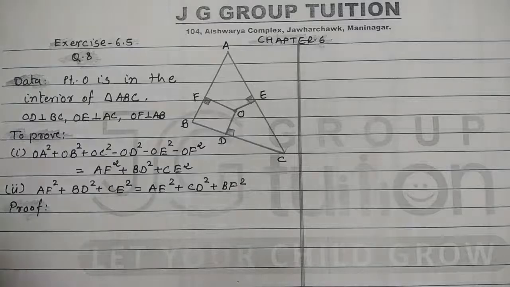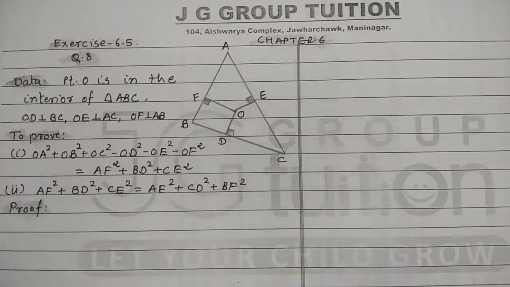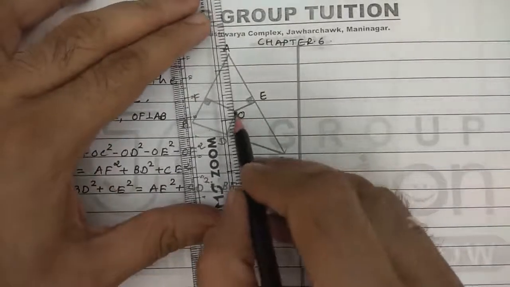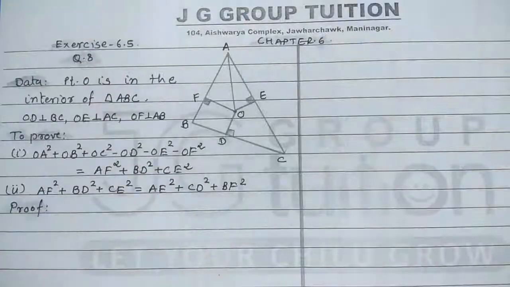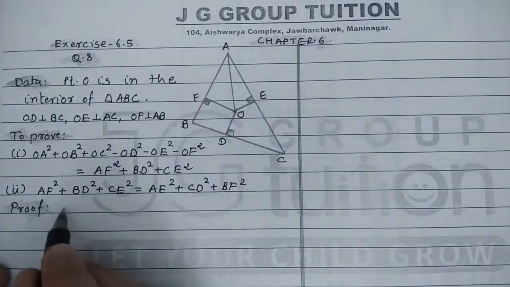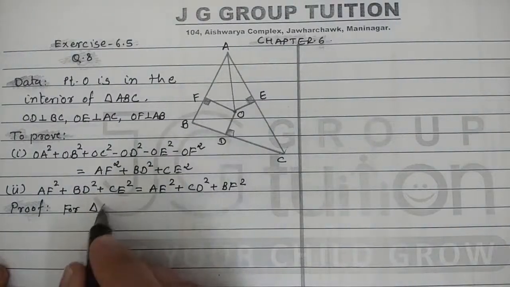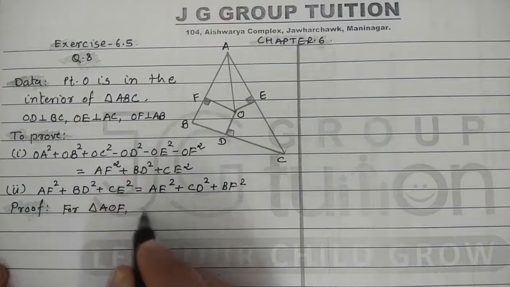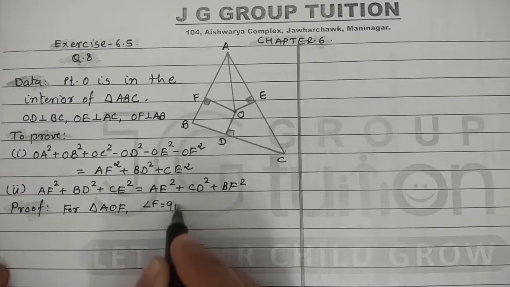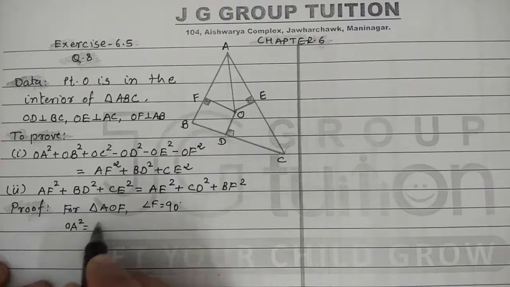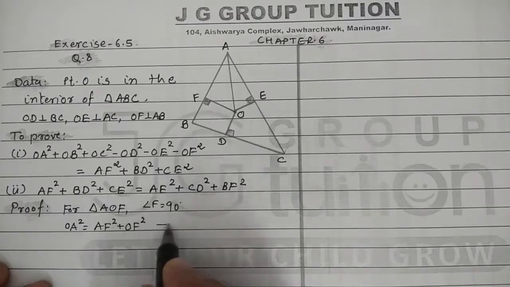You can see here what we require, that is OA square. So what we will do, we will first join AO. So for triangle AOF, you can see that angle F is a right angle. So I'll use Pythagoras for this. So it comes as OA, the hypotenuse, square is equal to AF square plus OF square. I'll give this as equation number 1.